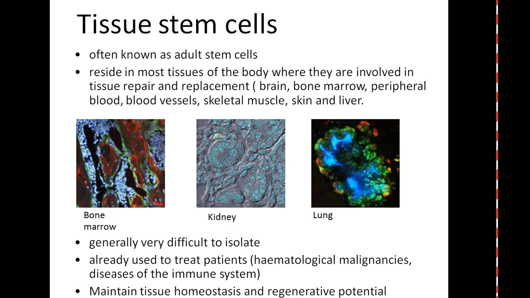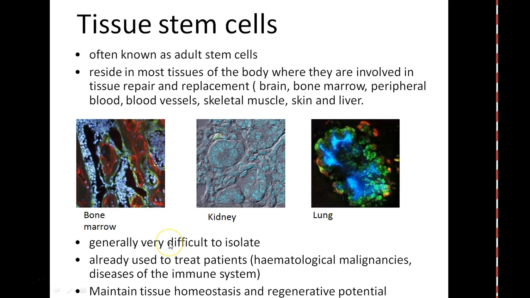And in our bodies, we have tissue stem cells. A variety of different tissues have their adult stem cells. They reside in most tissues of the body, and they are very important for tissue repair, replacement, and to maintain tissue homeostasis. So we have stem cells in our brain, in bone marrow, in our peripheral blood vessels, skeletal muscle, skin, liver. All of those tissues have adult tissue stem cells.